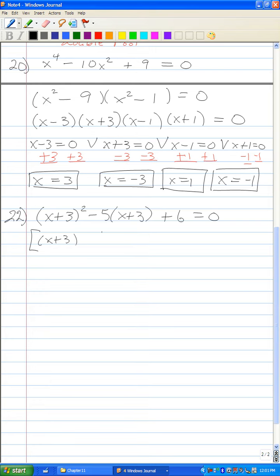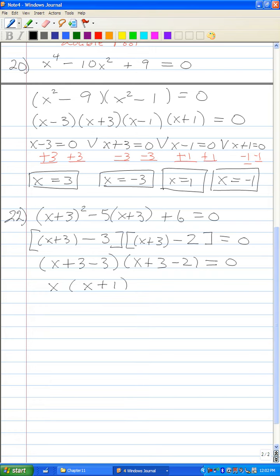X plus 3, bring down the minus, x plus 3. Negative times positive is negative. I want two whole numbers whose product is 6 and whose sum is 5: 3 and 2. Let's simplify this. So let me get rid of the parentheses. X plus 3 minus 3, x plus 3 minus 2 equals 0. Let me simplify what's in the parentheses. And so the 3's cancel, so I just get x. 3 minus 2 is 1, so I get x plus 1 is 0.